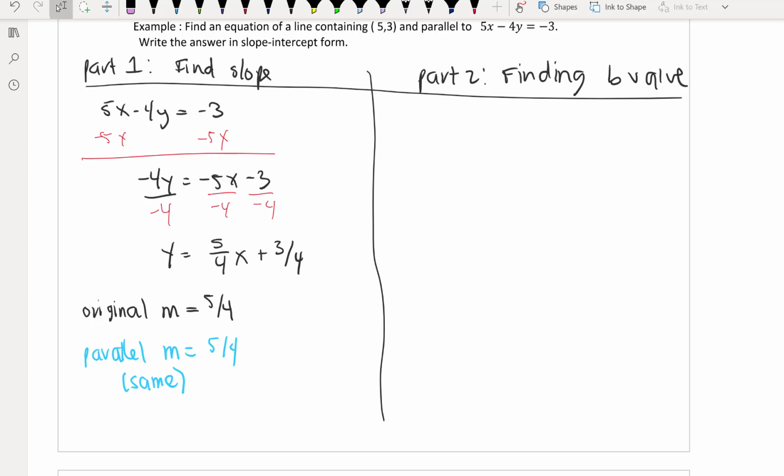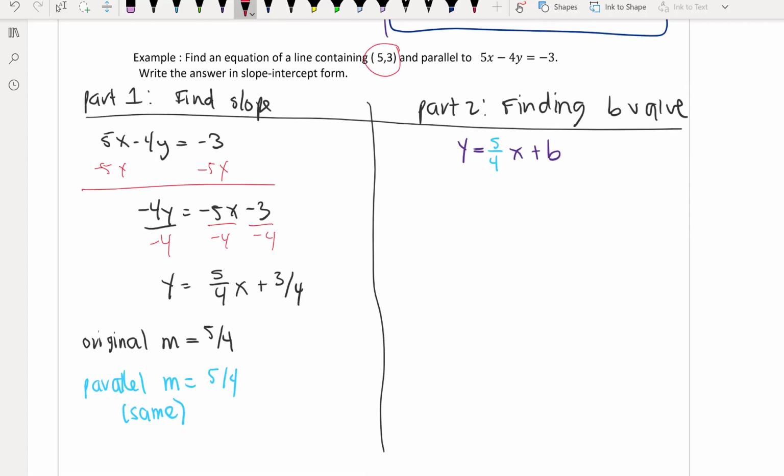Now, to find my new b value, I have that y is equal to 5/4 x plus b. So now, this is where I'm going to use that ordered pair 5, 3. So x is equal to 5 and y is equal to 3. So the y value is 3, and it's equal to my 5/4, and the x value is 5 plus b.